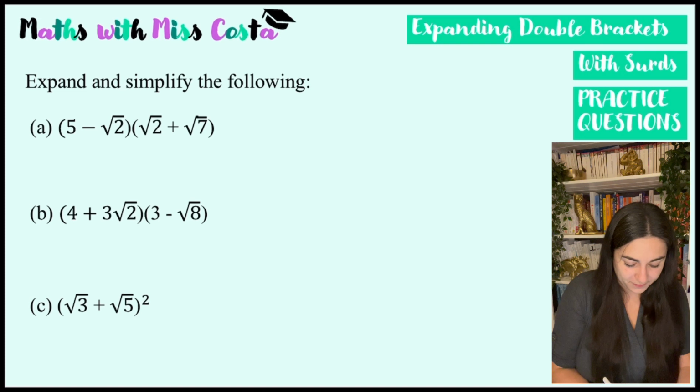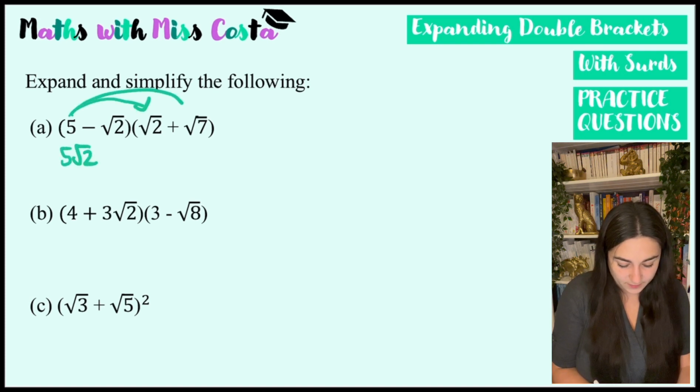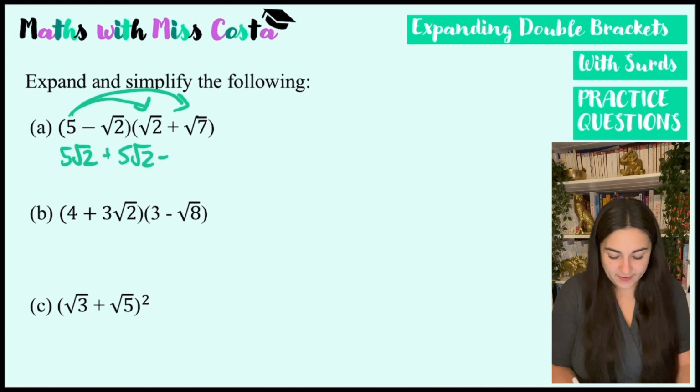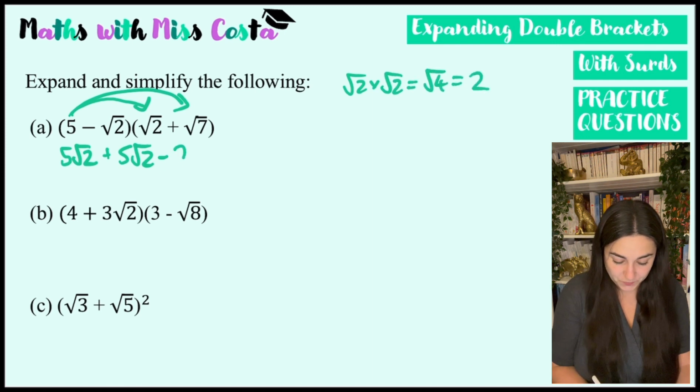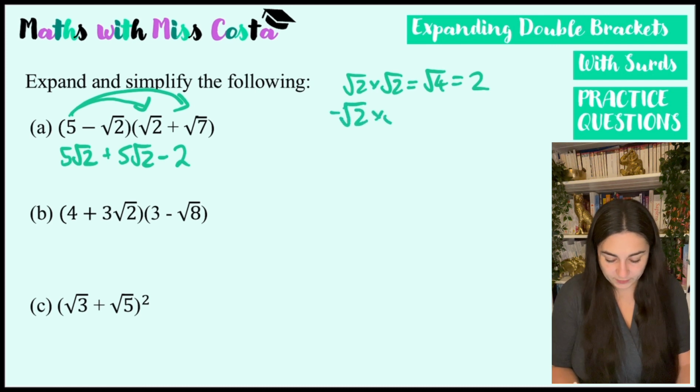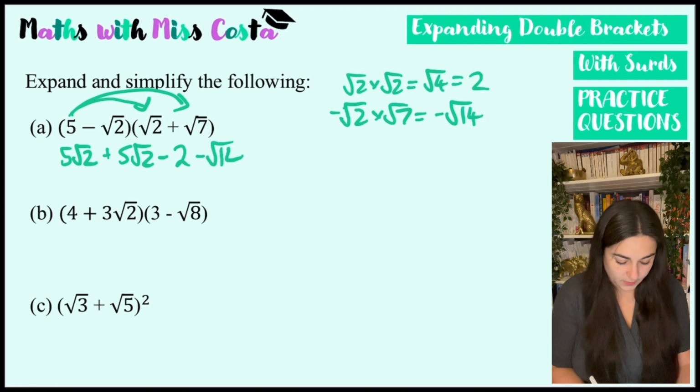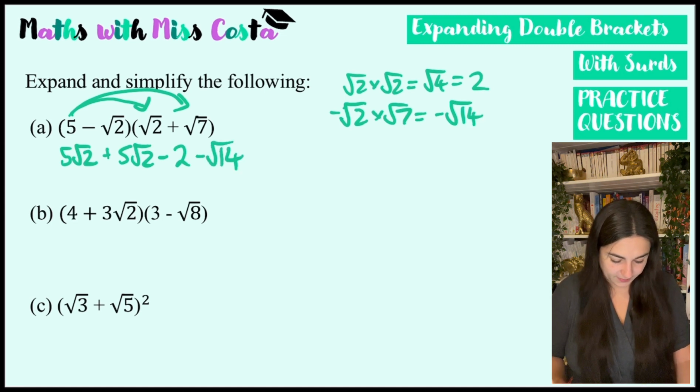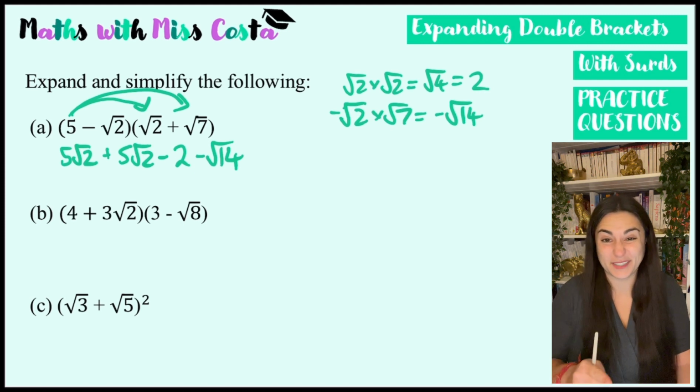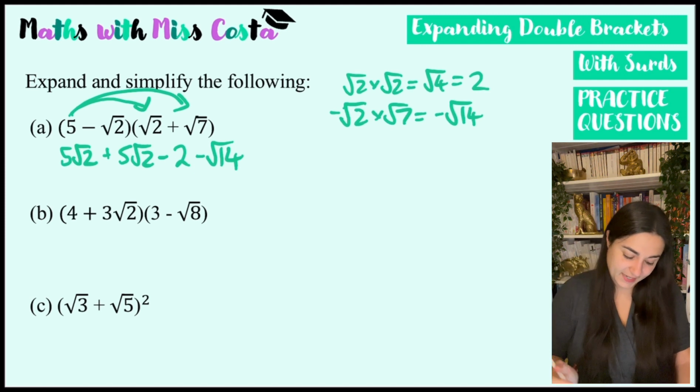So 5 times by root 2 is going to give you 5 root 2. 5 plus 5 root 7. And then remember, root 2 times root 2 is going to give you root 4, which is just 2. So that's going to be negative 2. And then negative root 2 times root 7 is going to be negative root 14. And have I missed something? No, there we go. That's why the box is helpful, because you don't miss anything.